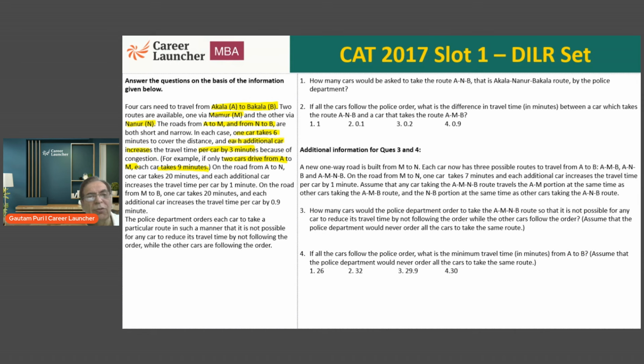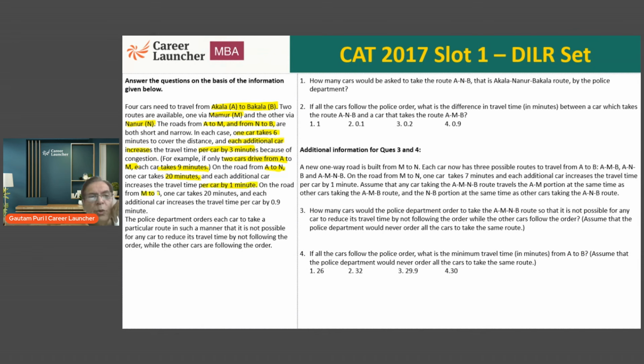That means 6 minutes normal. Because of congestion, extra 3 minutes for each of the cars. So each car becomes 9 minutes. On the road from A to N, one car takes 20 minutes and each additional car increases the travel time per car by 1 minute.